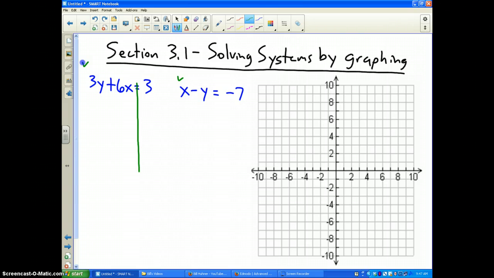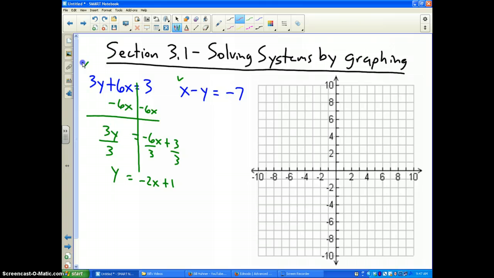So I'm just going to do that for the first one, and I'm going to minus 6x from both sides and rewrite my equation as 3y equals negative 6x plus 3. And then last, I'm going to divide every number by 3, and I get y is equal to negative 2x plus 1. Therefore, I know my slope is negative 2, and my y-intercept is equal to 1.